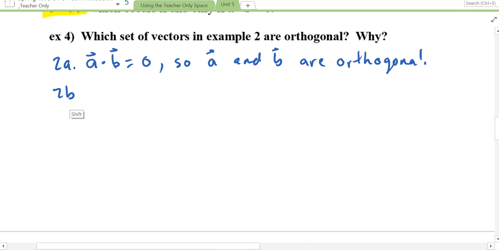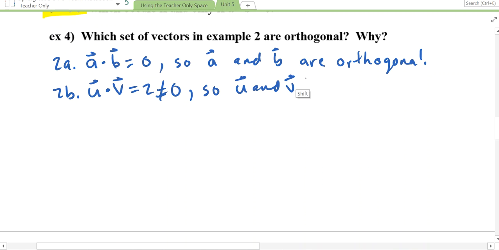And for 2B, U vector dot V vector is equal to 2, which is not equal to 0. So I expect you to tell me it's not equal to 0. So vector U and vector V are not orthogonal. And this is an important skill to know for when you do higher mathematics, engineering, and physics, because they're going to ask you these questions and they expect you to be able to do the math to show why something is perpendicular or not perpendicular.